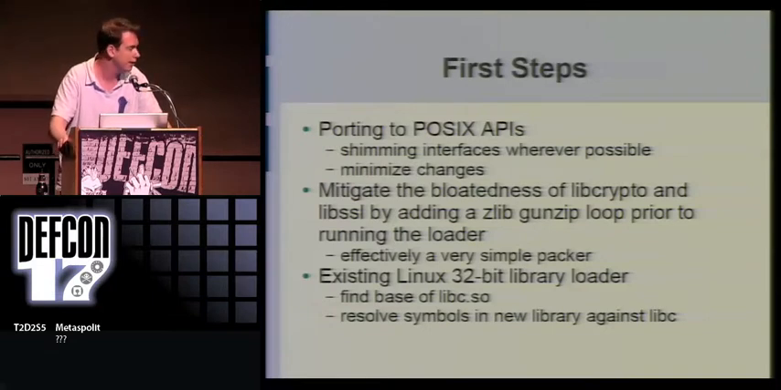Now, as HD pointed out, everything's running over SSL. That means you need to have the SSL library. Initially he was using PolarSSL, which is nice and small, but doesn't have the right license. So now he's using OpenSSL, where libssl depends on libcrypto. These are kind of bloated, so I actually put zlib into the stub as well, which reduces the footprint of the libraries by about 60%. And so it's effectively a very crude packer.